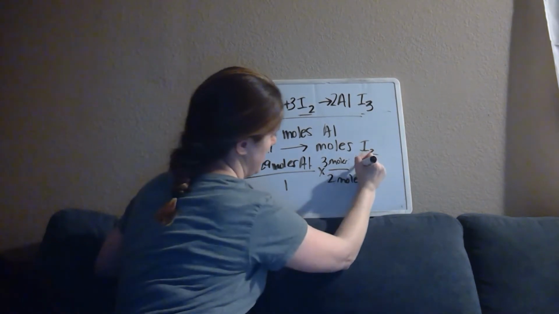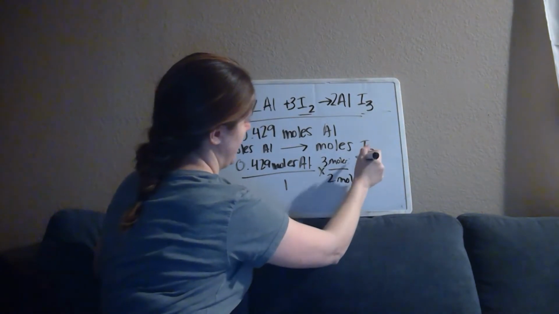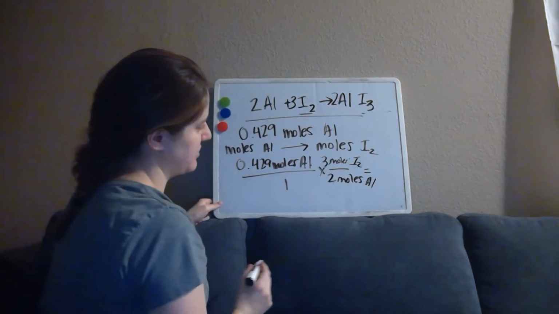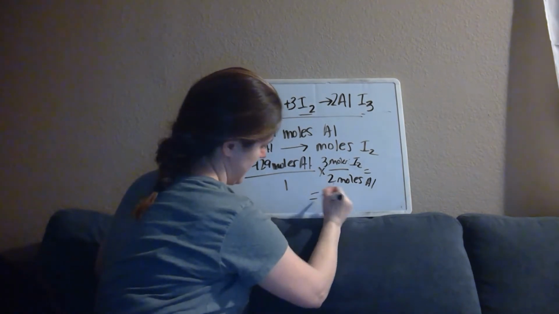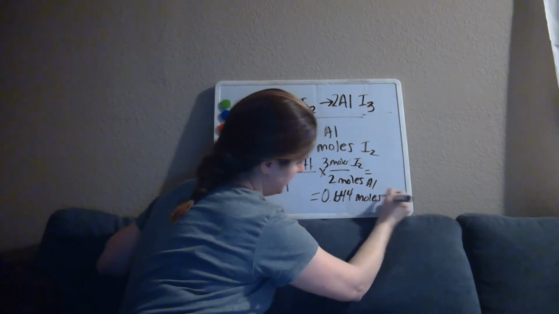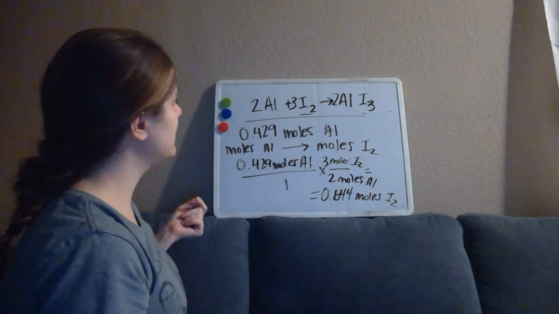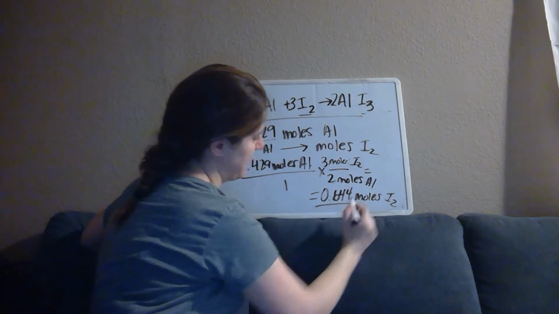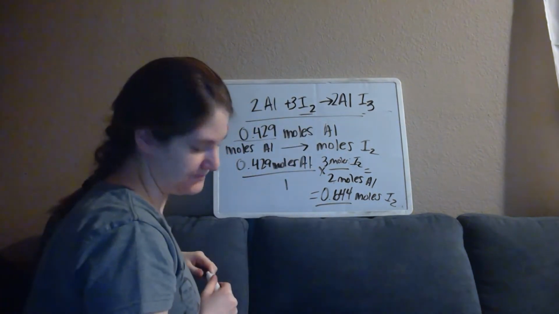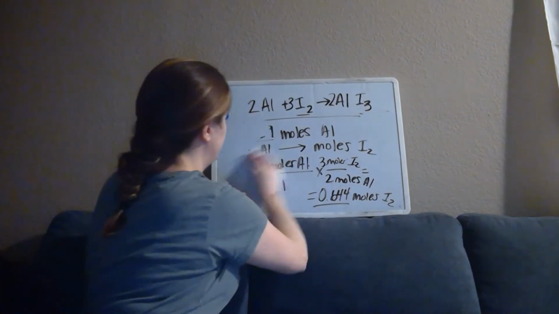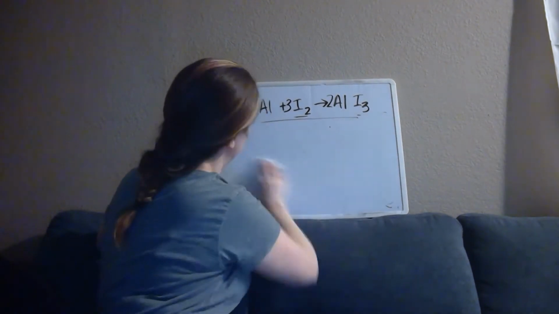So now there are 3 moles of iodine for every 2 moles of aluminum. So it'd be 0.429 times 3 divided by 2, and that will give you 0.644 moles of I2. So if you want to completely react 0.429 moles of aluminum, you would need 0.644 moles of iodine. Okay, so that's kind of the most basic example, but we can make it more complicated.